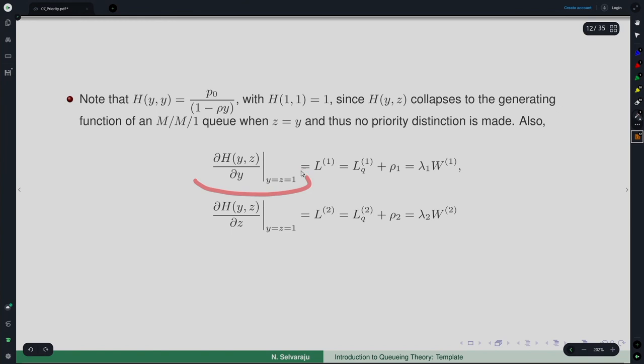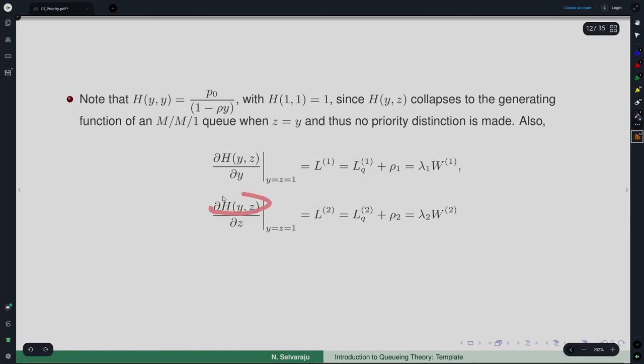Also, if I take this full generating function, differentiate with respect to y alone, and evaluate this partial derivative at y equal to z equal to 1, what you are going to end up with is L1, which will be equal to LQ1 plus rho 1, and this is equal to lambda 1 times W1. So, once you obtain this quantity, you can obtain WQ as well from LQ using Little's law.